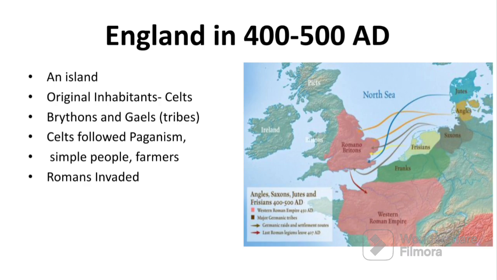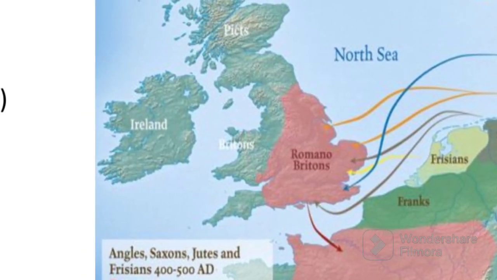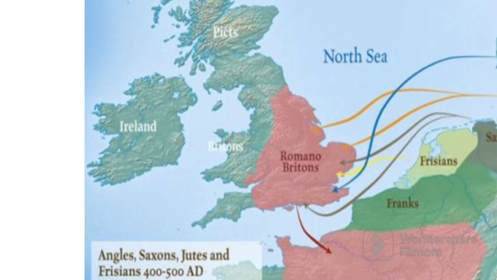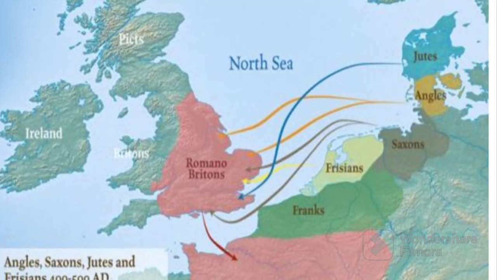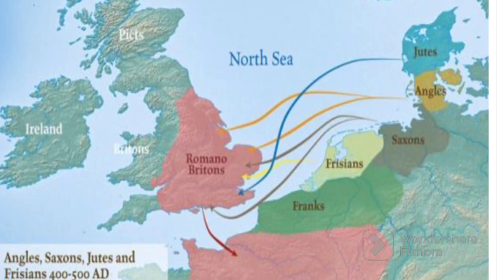This is the map of England, the place on the left side of North Sea. This place where there is written Picts and Britons and Romano-Britons, this is the place we call England. And there is Ireland, there are Frank, Frisians, Saxons, Angles and Jutes. These Angles, Jutes and Saxons, these are Germanic tribes, okay, who attacked England later on.